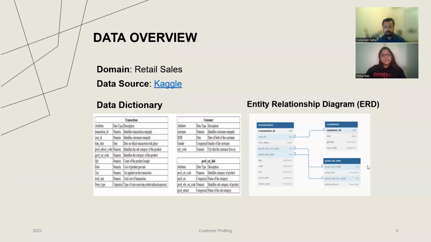The data that we've picked is from Kaggle. It's a retail sales data. It has three tables: transaction table, customer table, which has demographic information, and product category info, which basically maps the product category code numbers to the product category names.